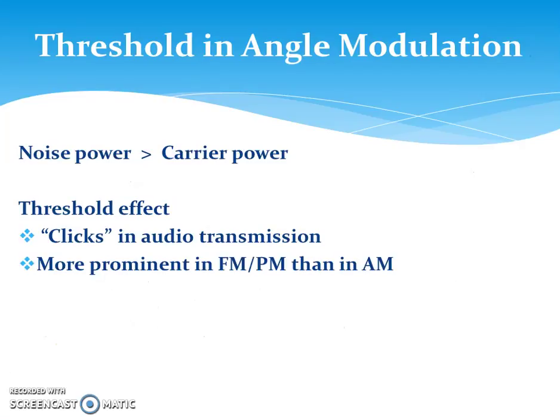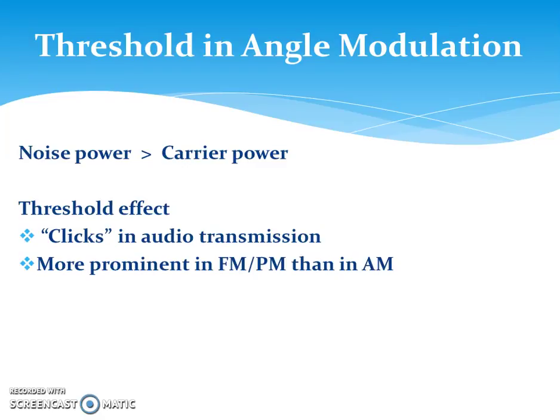Now let's go to threshold in angle modulation. The signal power or carrier power should be greater than the noise power in order to improve performance. So what is the threshold effect? Threshold effect is the phenomenon that occurs when the SNR at the detector input decreases below a critical level. Below this level, the resulting output signal gets severely distorted by noise. Angle modulation systems exhibit such threshold behavior. It has been verified experimentally that the threshold level for the input SNR is roughly 10 dB for angle modulation.